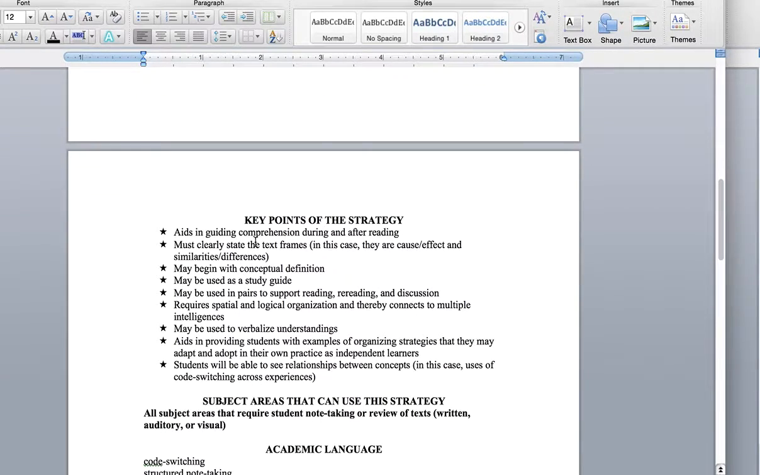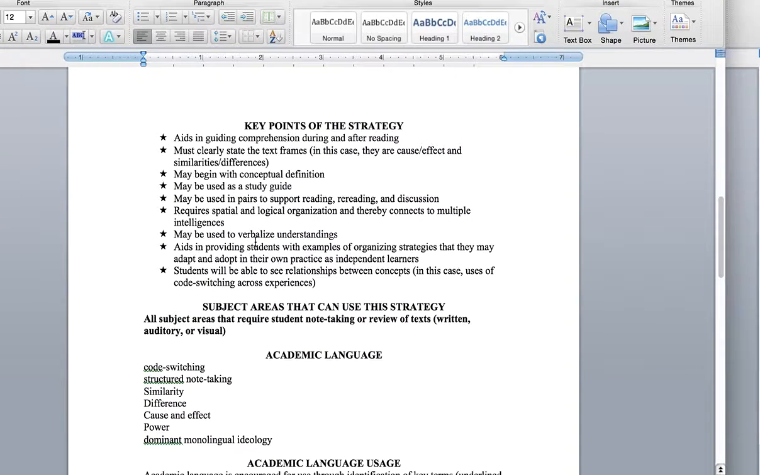Because it doesn't quite work within this context or within my purpose to identify the key points of the strategy on the handout, what I've decided to do was to put it within the rationale. So I go through those key points of a strategy. It aids in guiding comprehension during and after the reading. It must clearly state the text frame, so that's really important. In this case, we're talking about cause and effect, similarities and differences. It's also definition, so it may begin with a conceptual definition. It may be used as a study guide, so structured note-taking may help with studying later.